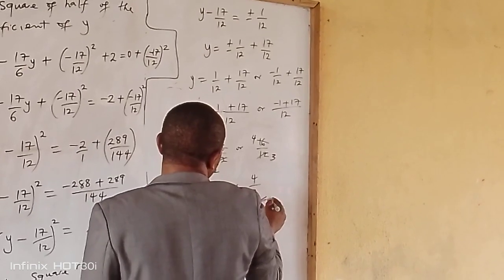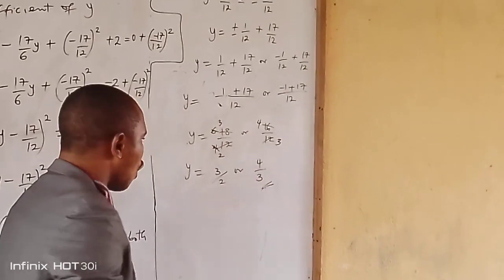So the two possible values of y will be 3 over 2 or 4 over 3.